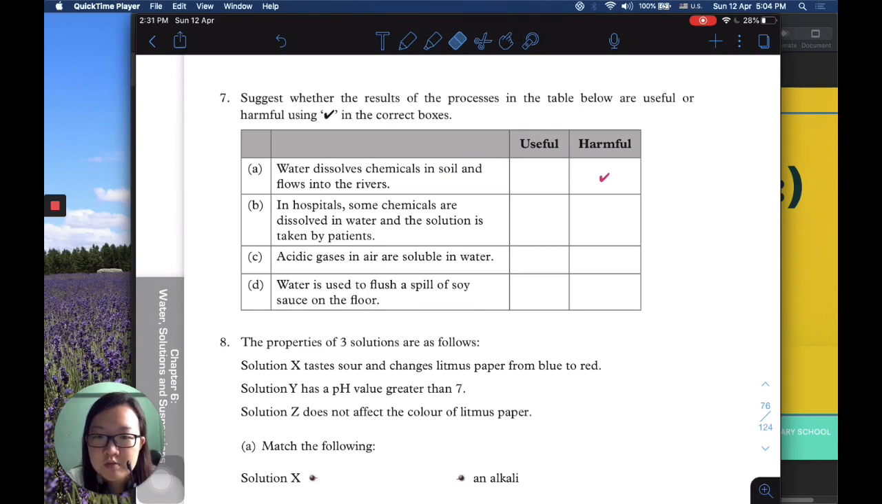B, in hospitals, some chemicals are dissolved in water and the solution is taken by patients. This is useful because it's used in medication, right? To administer some medicine to people who are ill. C, acidic gases in air are soluble in water. That's harmful. We just talked about it because it causes acid rain. D, water is used to flush a spill of soy sauce on the floor. That's definitely useful, right? It helps you to clear up the mess.